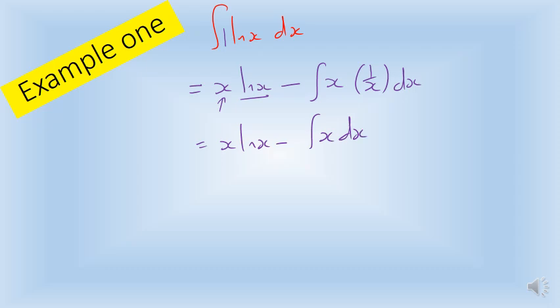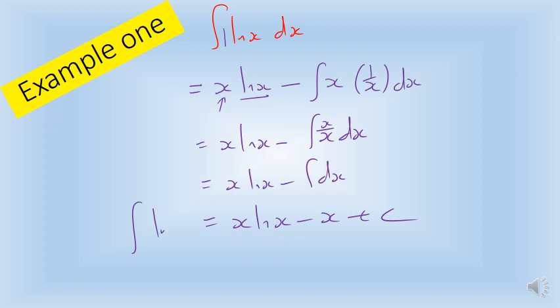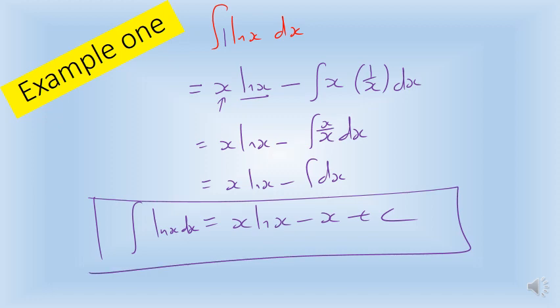Right, 1 over x, because that's x there. So that's really nothing more than x ln x minus the integral of dx, which is pretty straightforward. So what I've just proved is that the integral of ln x dx is given by this very beautiful formula, x ln x minus x plus a constant.